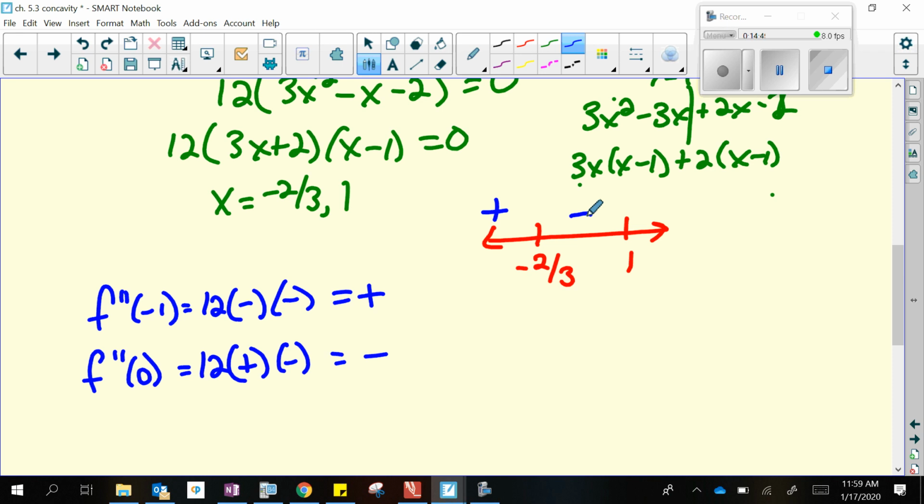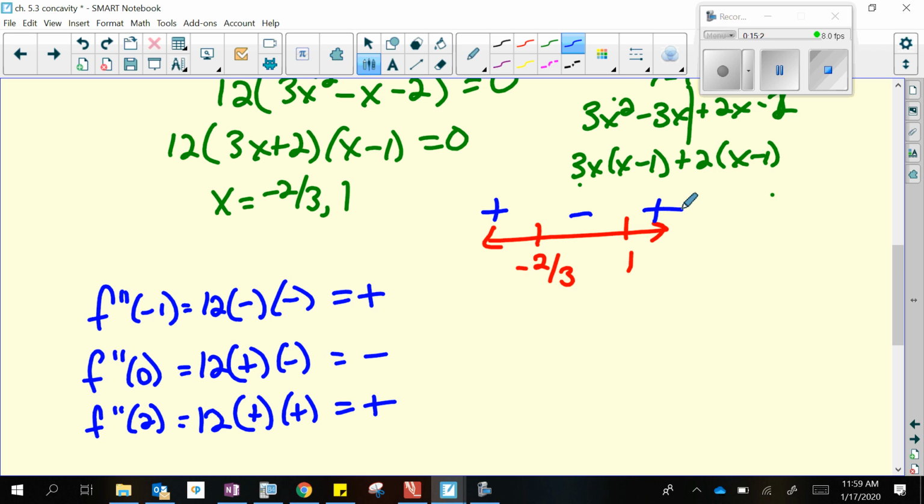And I've got f of 2, let's say. I've got 12. I've got 6 plus 2 is positive. 2 minus 1 is positive. So I've got positive. So I know concavity for this function is positive until it gets to negative 2/3, then concave down, then concave up.